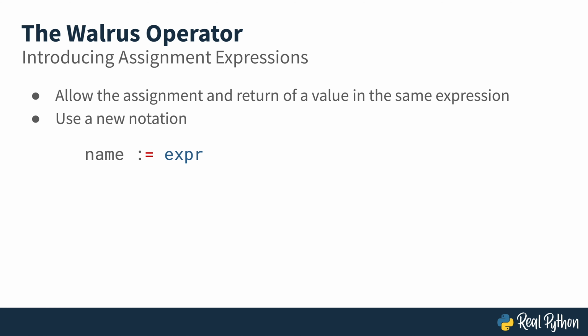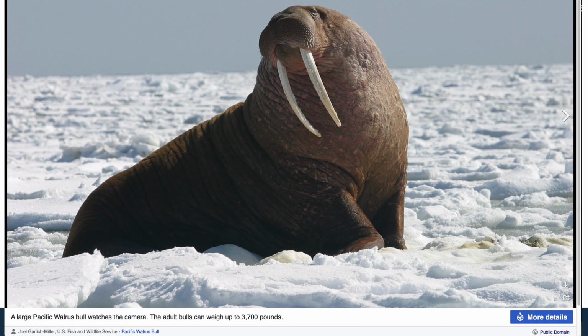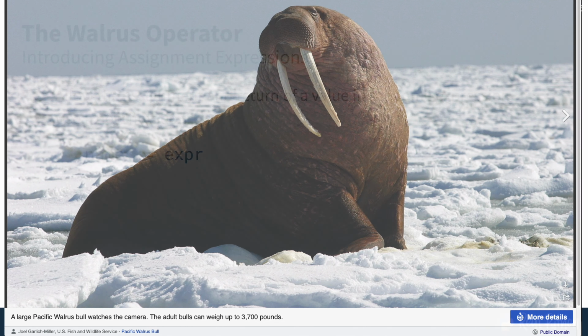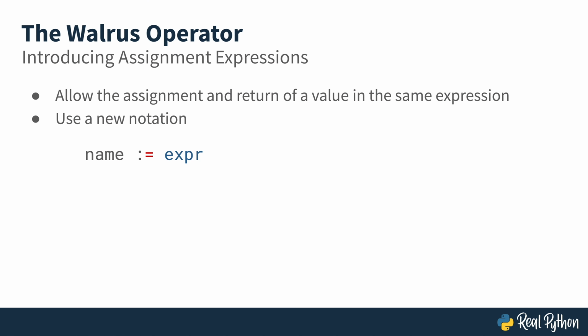On the left side, you would have the name of the object that you're assigning, and then you have the operator, a colon and an equal sign, affectionately known as the Walrus Operator, as it resembles the eyes and tusks of a walrus on its side. And it's assigning this expression on the right side. So it's assigning and returning the value in the same expression. Let me have you practice with this operator with some code.